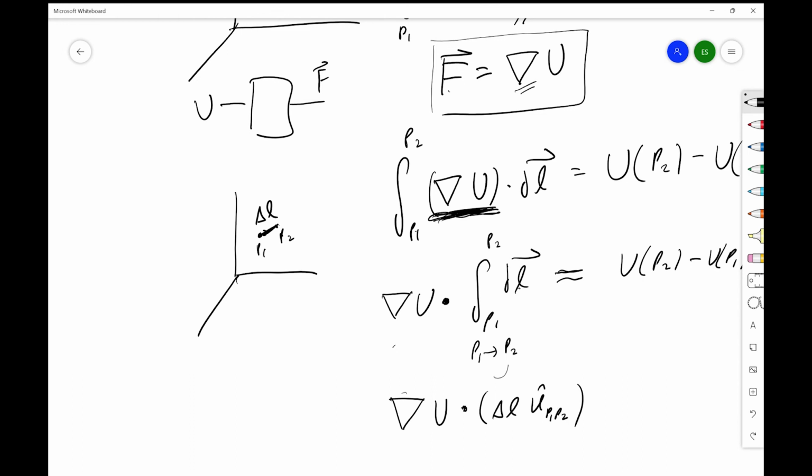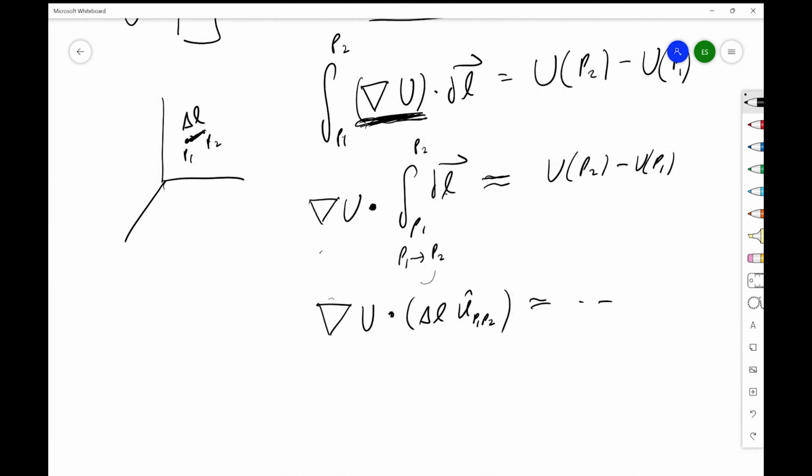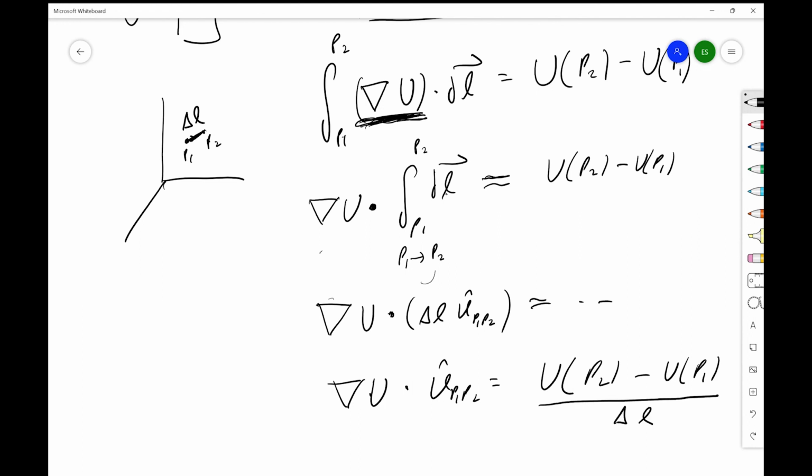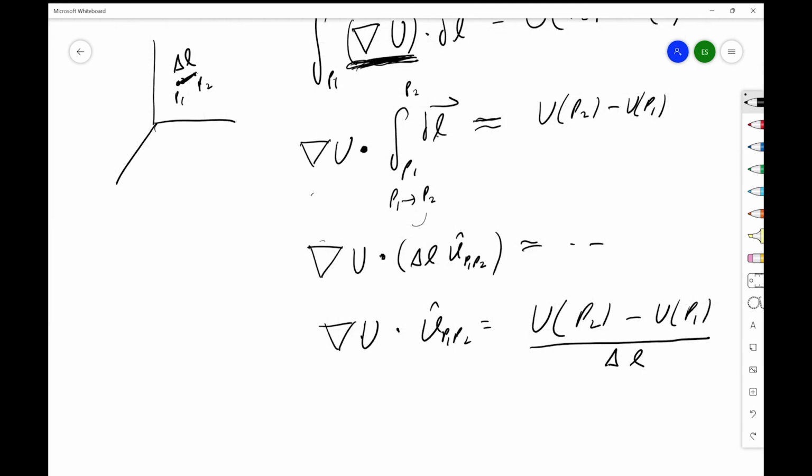So this is a unit vector, right? Equals this. So I can divide by delta L. I end up with grad U dot the unit vector in the direction from P1 to P2 equals U P2 minus U P1 over delta L. And that's it. This is what the gradient is. The gradient is the directional derivative.